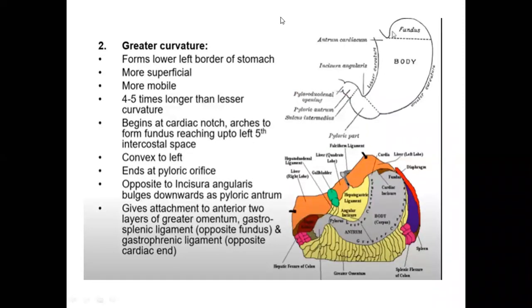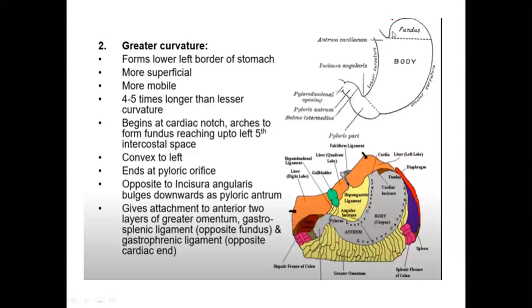Now coming to the greater curvature of the stomach. If you can see here, this is the greater curvature of the stomach. This one was the smaller curvature or the lesser curvature, and this other one is the greater curvature, which is forming a very big curve of the stomach.